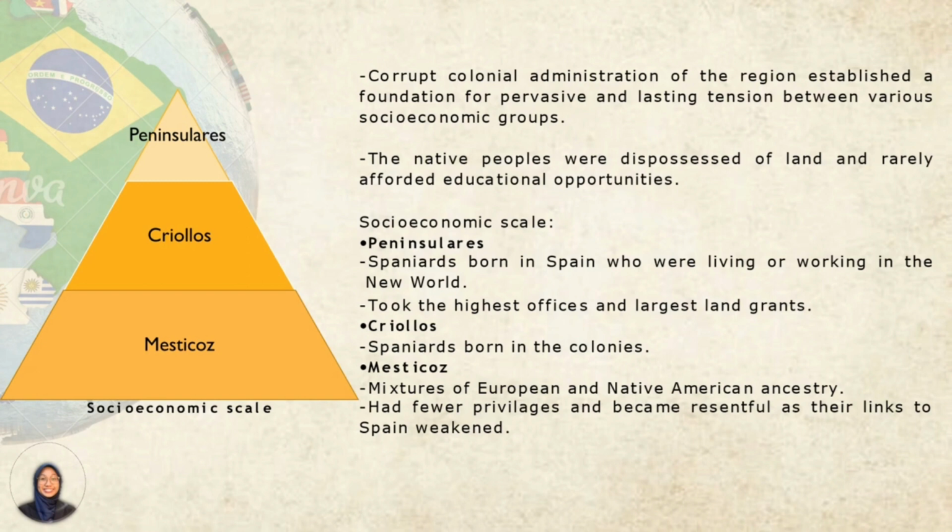The native people were dispossessed of land and rarely afforded educational opportunities. The socio-economic scale: peninsulars, Spaniards born in Spain who were living or working in the New World, held the highest offices and the largest land grants. Criollos were Spaniards born in the colonies. Lastly, Mestizos, a mixture of European and Native American ancestry, had fewer privileges and became resentful as their links to Spain weakened.